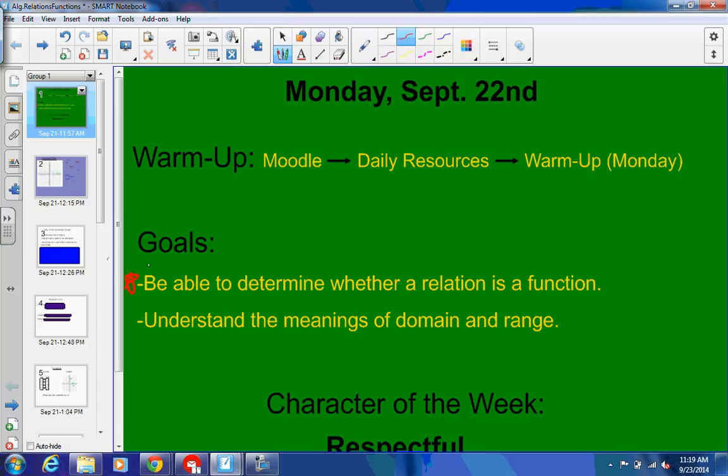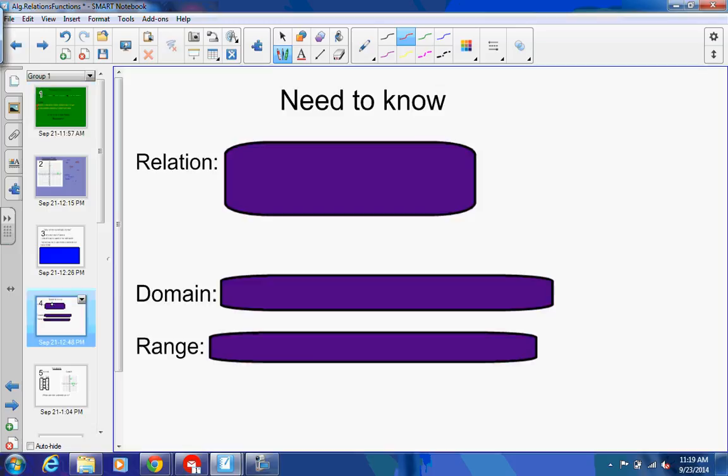Be able to determine whether a relation is a function, and before we do that, we're going to understand the meanings of domain and range, because that's going to help us in determining a function. All right, so let's focus on those two things. But before we do that, we need to know a couple words. And the first word here is a relation.